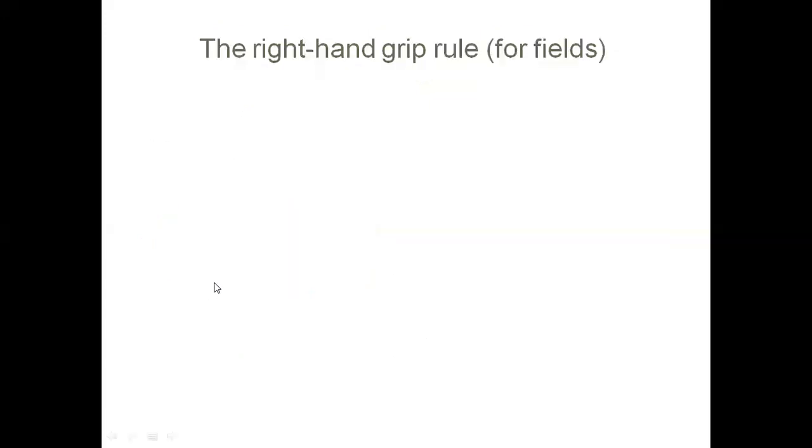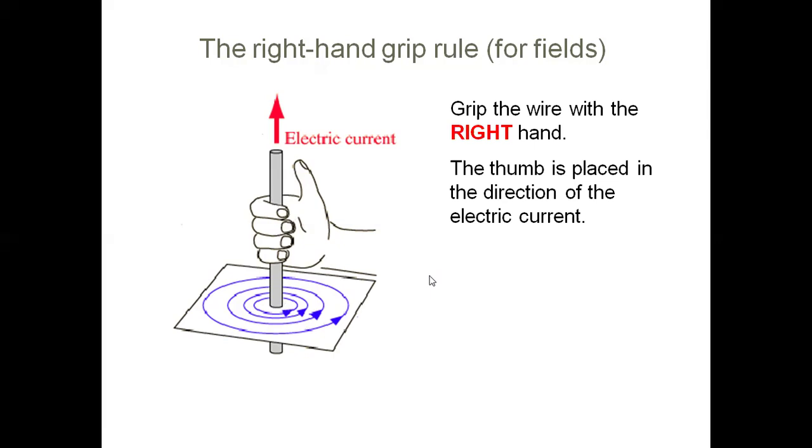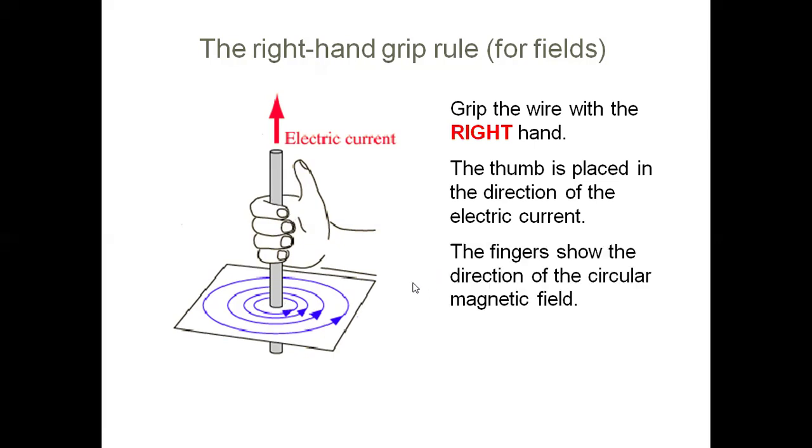So how will you find out the direction of the field line around a wire through which current is flowing? We use our right hand. We hold the wire in our right hand and the thumb indicates the direction of current and the fingers are curled around the wire showing the field. So current is upward, so the field is anti-clockwise. Grip the wire with the right hand. The thumb is placed in the direction of the electric current. The fingers show the direction of the circular field. So when the current is downward, the field will be clockwise.